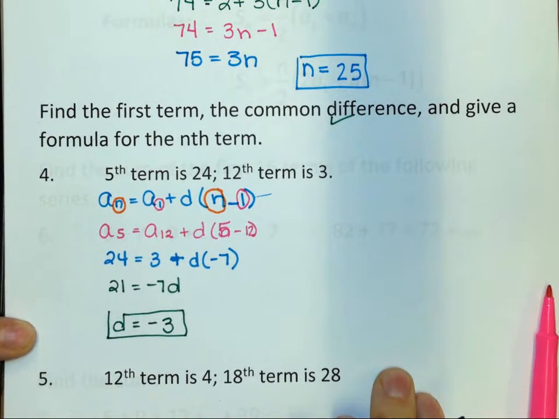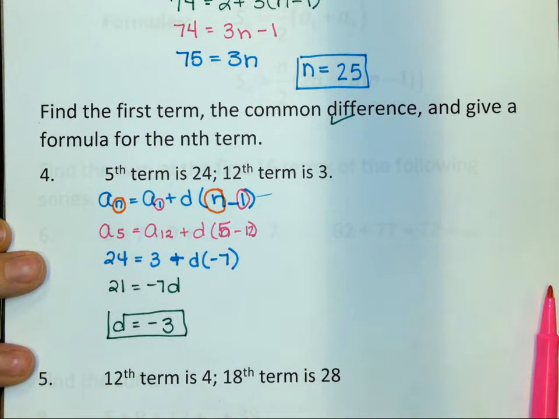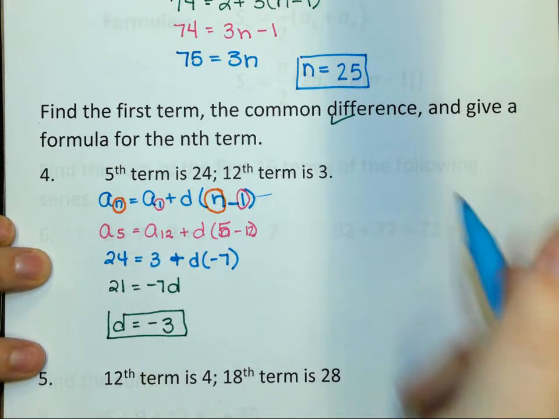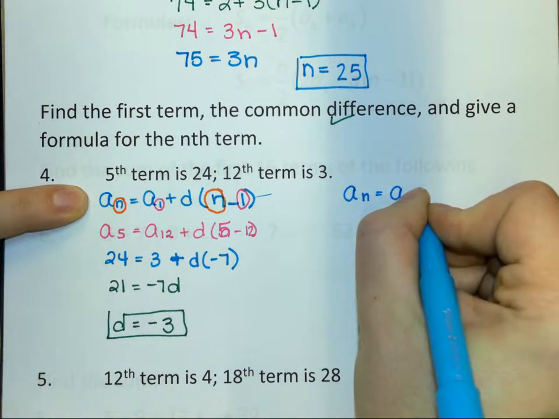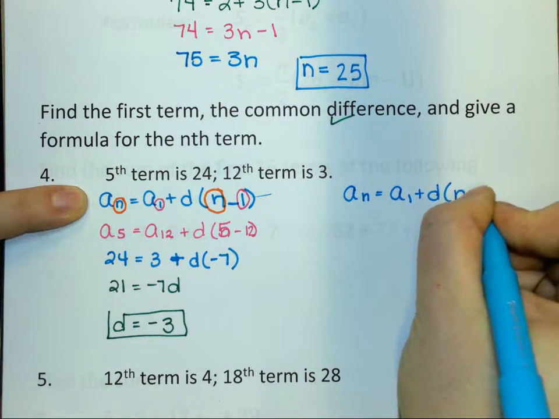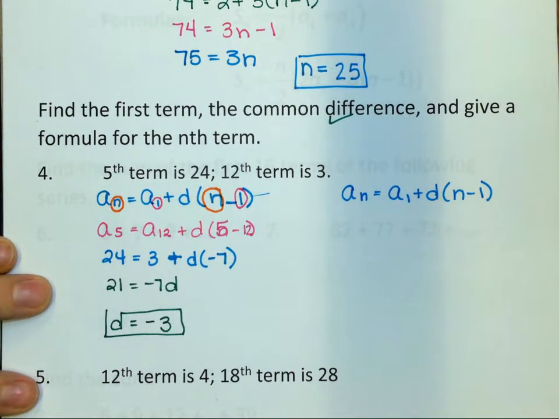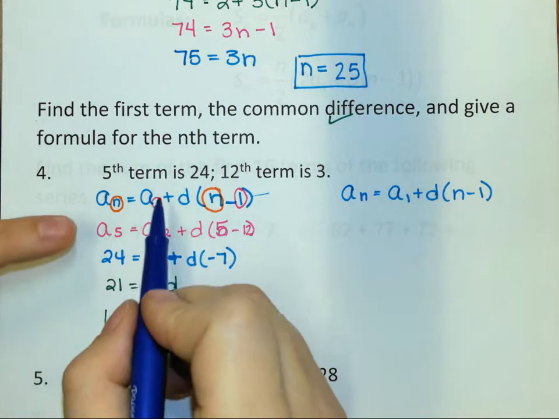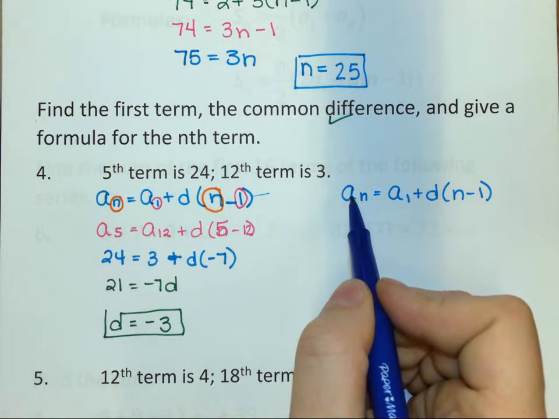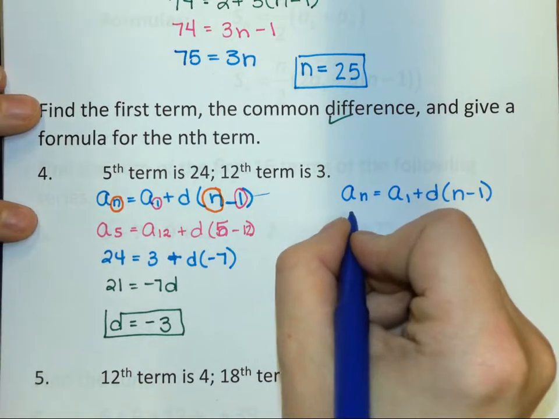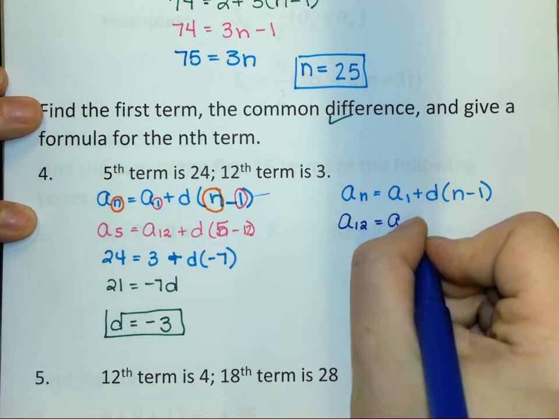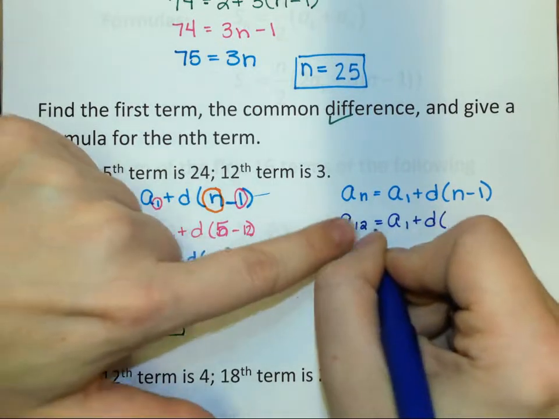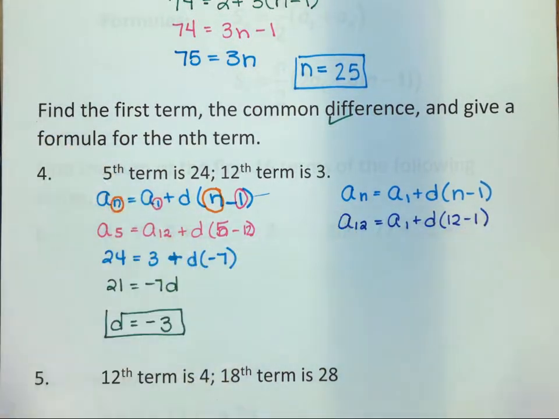What else do I need to find? A1. Which is a really good steak sauce. So I'm going to go back to that idea that A sub n is A sub 1 plus D times n minus 1. It really does not matter. Pick a term for this. Do you want to do 5 or 12? 12th, okay. So I use 12 this time. So the 12th term is the first term plus the difference times 12 minus 1.